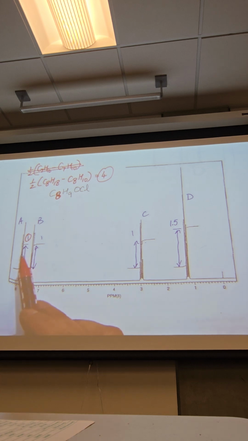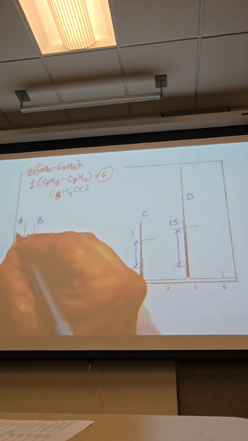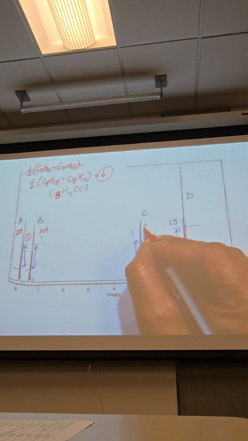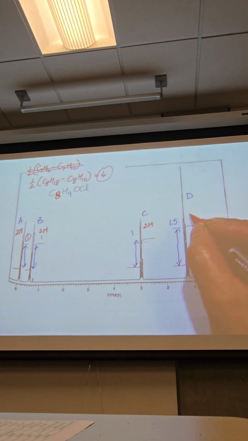So how many hydrogens are there for A, B, and C? And how many hydrogens is B? Everybody okay? Yep. Cool.